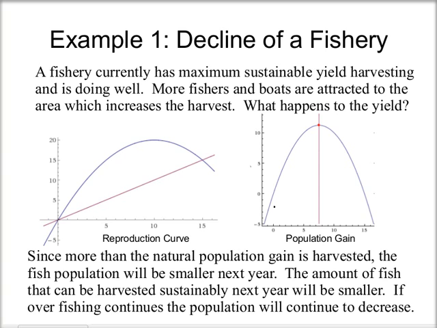Since more than the natural population gain is going to be harvested if more boats come into the area, my harvest is going to be higher than my curve here, which means that next year's population will be smaller. Say it'll be somewhere over here. So next year there will be less fish available to be harvested. And if the overfishing continues and more fishermen continue to fish that area, then the fish population is going to continue to decrease.